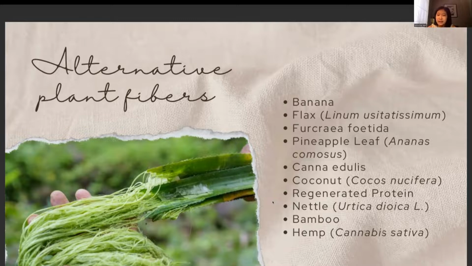And next is hemp. And hemp was most likely the first plant cultivated by humans for textile purposes. Hemp basically stands out from these other fibers because of its ultraviolet protection and excellent absorbency rates.